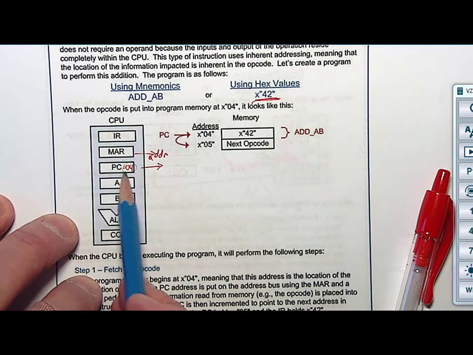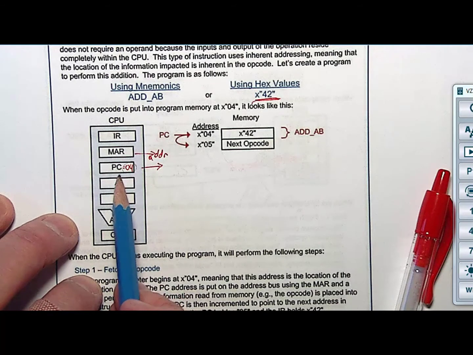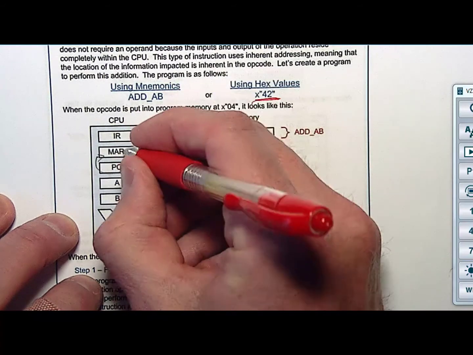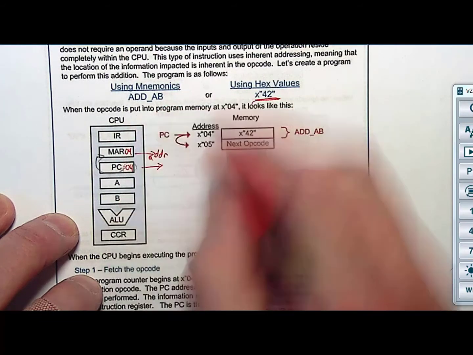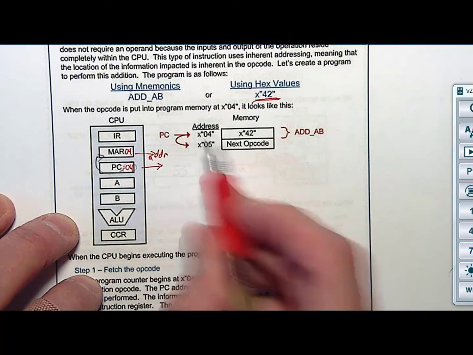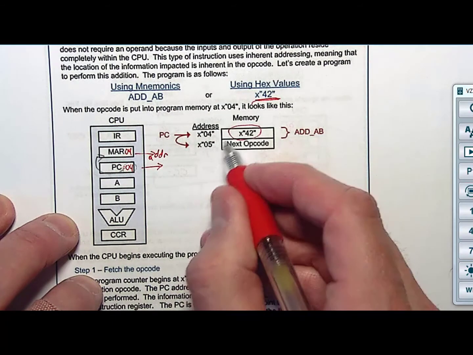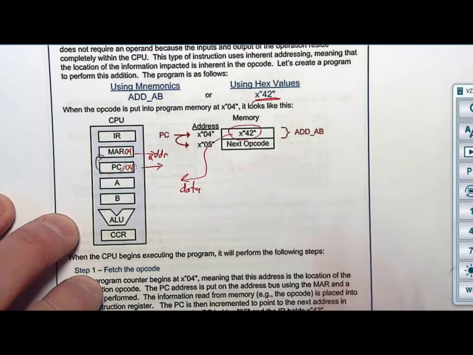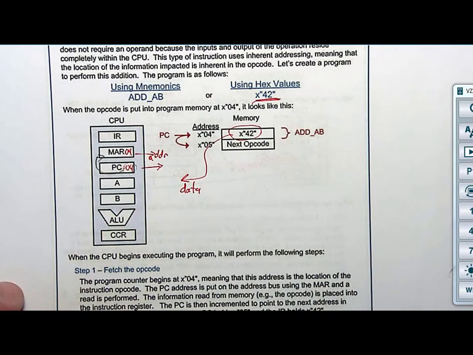0-4 is going to go into the MAR. Does that feel good? Because that's where I'm going to go get the opcode. So I got myself a 0-4 on the address bus. That means out here, it's going to grab the opcode. The opcode is coming over to the CPU on the data bus. Okay? What should I do with our buddy, 4-2?